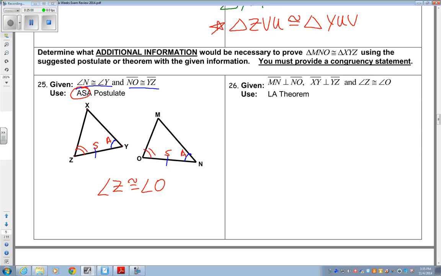If the angles are congruent, then you can mark the opposite side, right? Yes, you could, because that's a theorem. All right. So you will have one problem where you have to give me the additional information that is needed to prove by a postulate, like ASA.